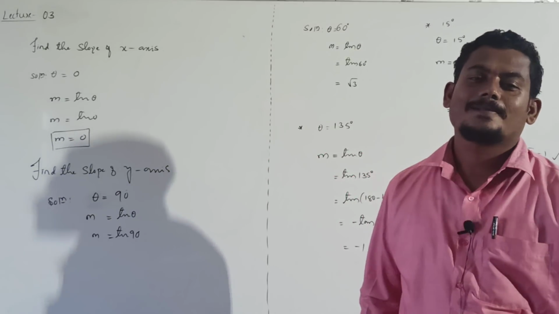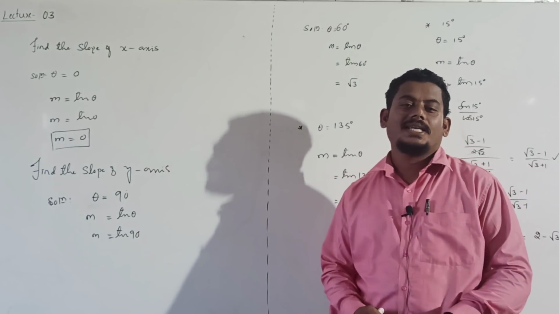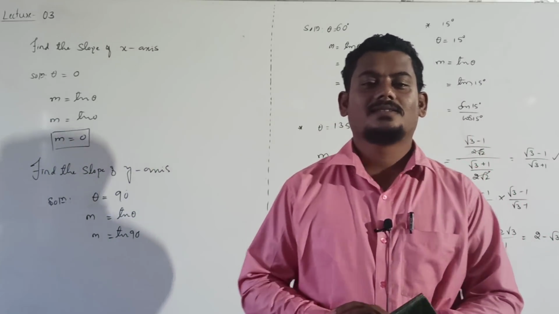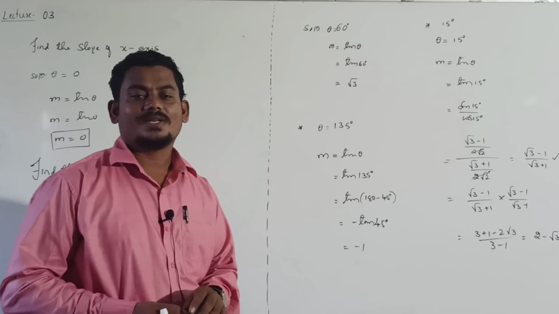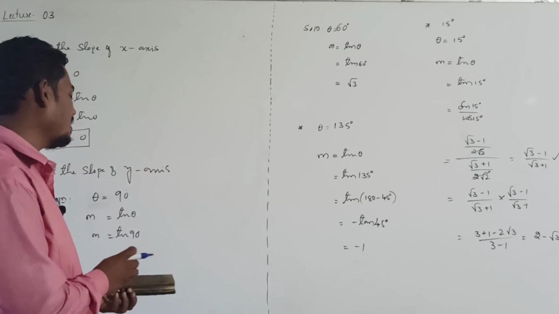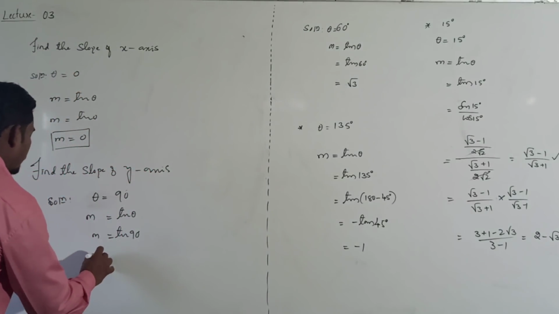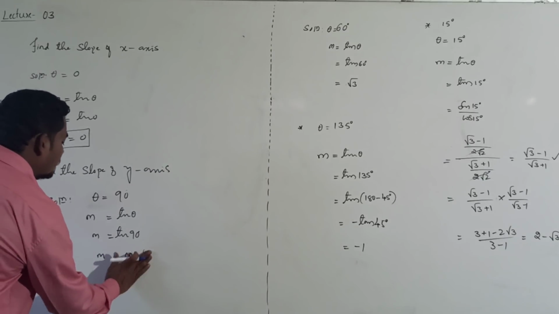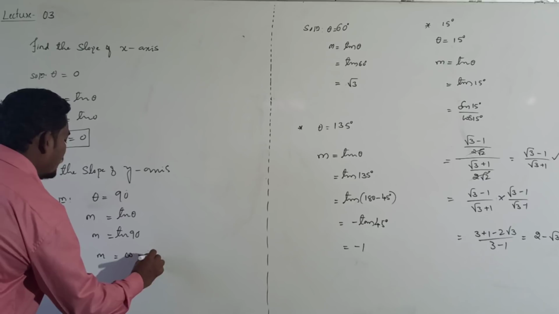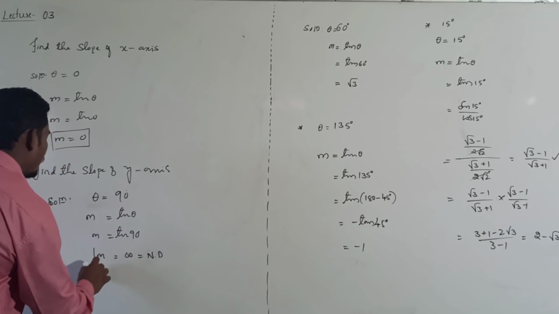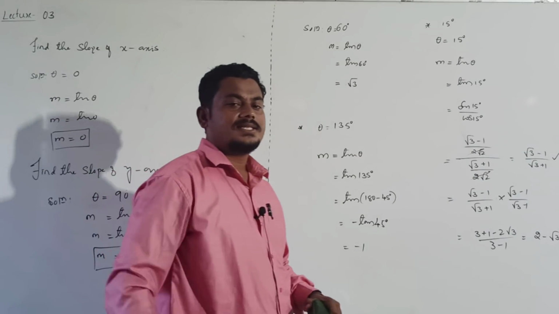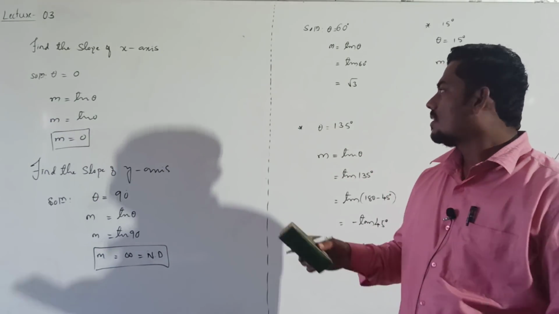Already you know the tan 90 value. What is tan 90? Whether 1 or minus 1? Not minus 1 and not plus 1. Clearly tan 90 is not defined. Not defined means infinity, or simply write not defined. Slope of y-axis is not defined. Slope of x-axis is 0. Right?